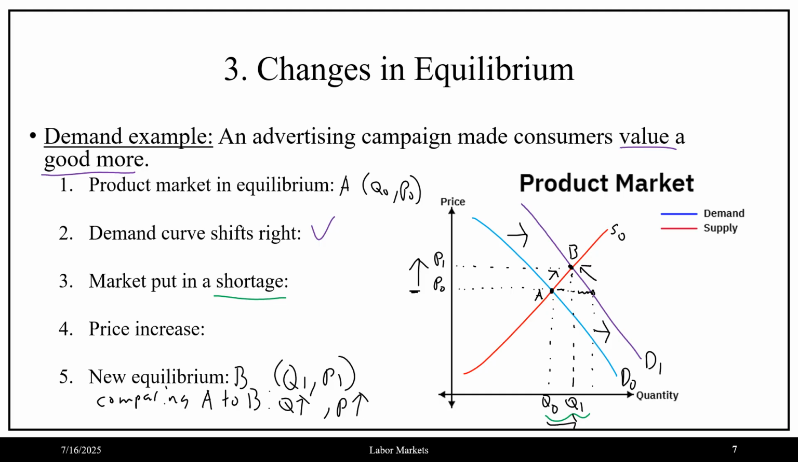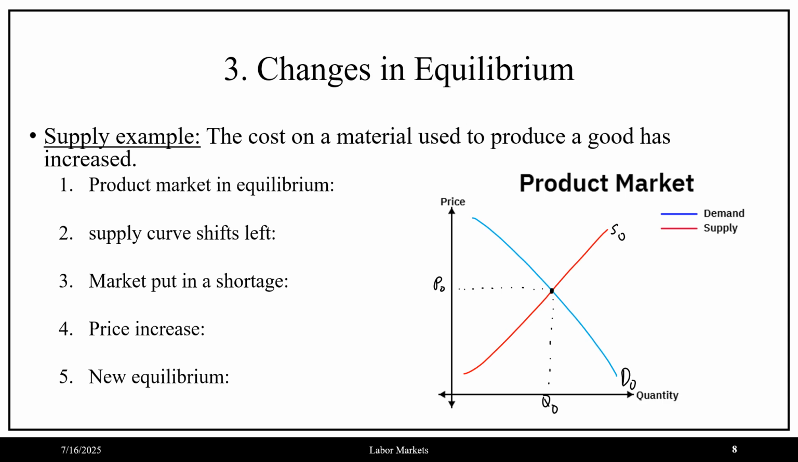Let's do this one more time, but with a supply example. All right, so for our supply example, the cost of a material used to produce a good has increased. So a factor of production used to make a good or service has increased, so business costs are rising. Okay, same thing. I'm going to use purple for the supply curve here.